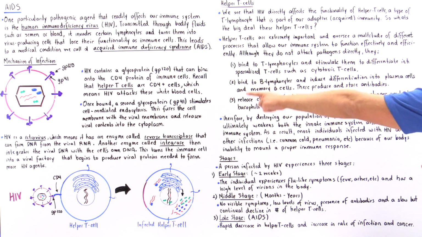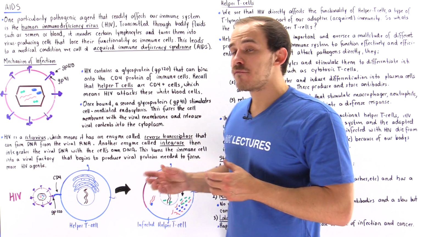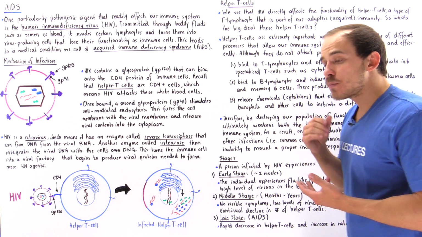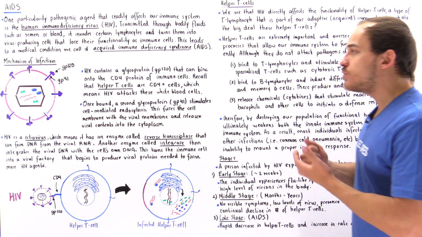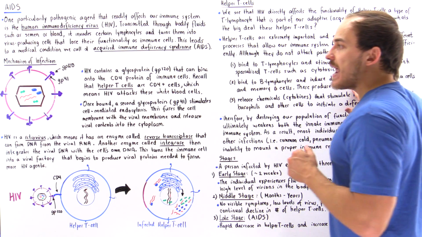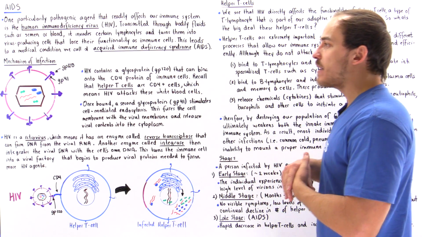They also bind onto B lymphocytes, and that induces the differentiation of these B cells into plasma cells that are needed to produce antibodies floating in our blood, and they also induce differentiation into memory B cells that store the antibodies in case we're ever reinfected with that same pathogen.